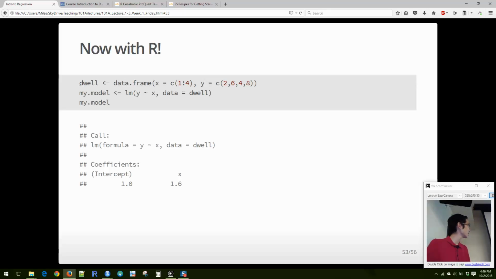Well, it's very easy. I'm going to create this data frame called dwelling or dwell. And that's 1 through 4, and the bedrooms or closets will be 2, 6, 4, 8. I'm going to just create an object called my model, and I'm going to use the linear model function lm and say y as predicted by x using data dwell. Give me my model. Boom, done. Intercept 1, slope 1.6. Or the coefficient associated with x, which is the slope of x, is 1.6, and the intercept is 1.0.